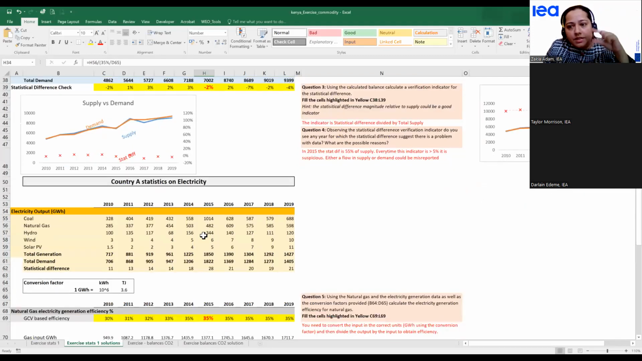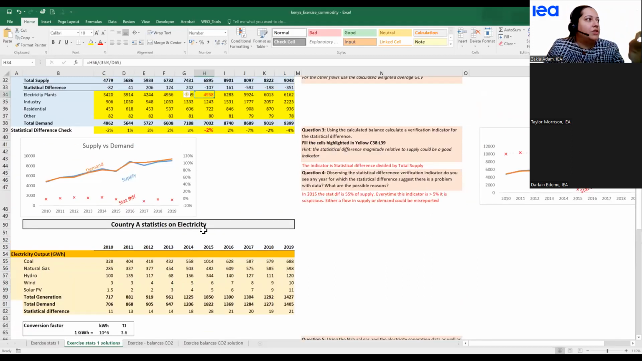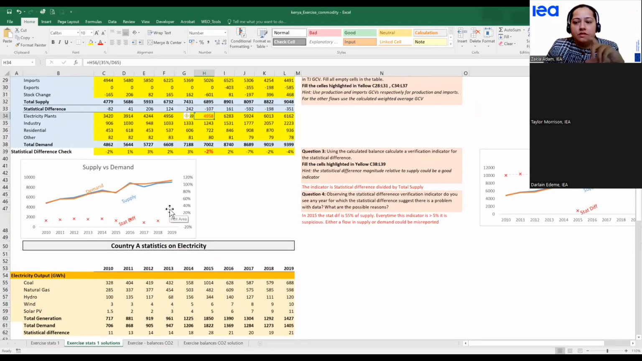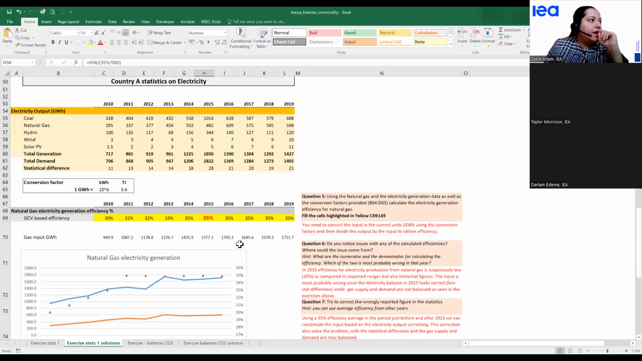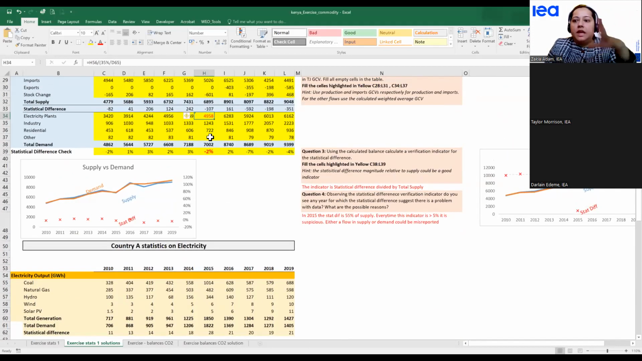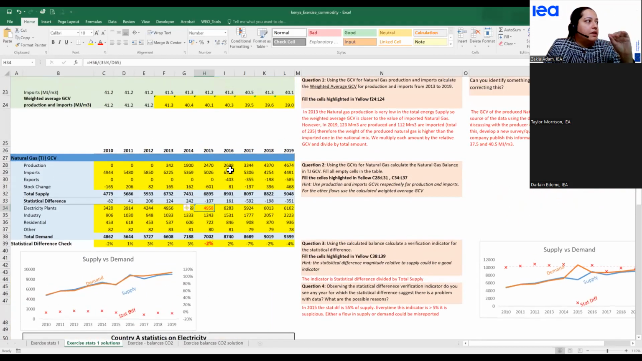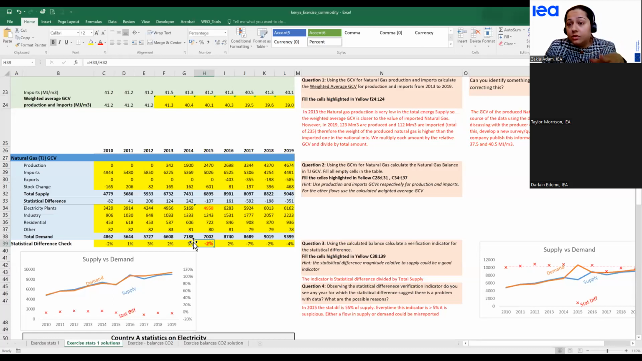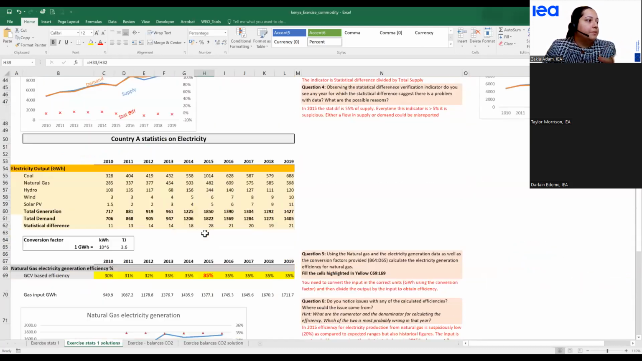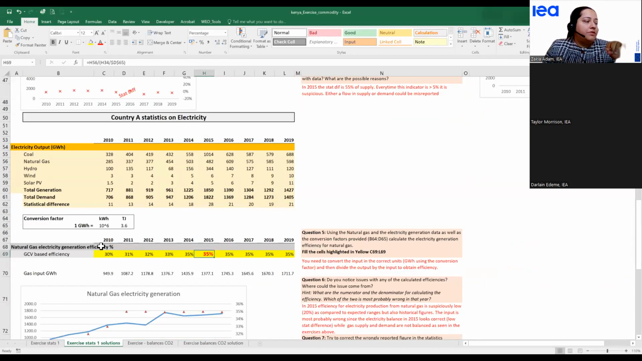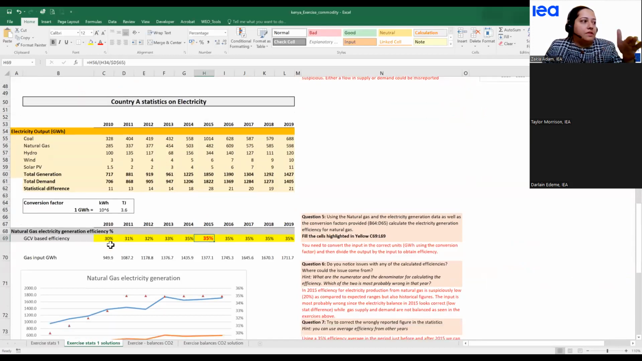But my output was in gigawatt hours, and I want my input in terajoules, so I also need to convert. That's why I also use the conversion factor from terajoule to gigawatt hour. So that gives me a more reasonable figure: instead of 8,000 something, I now got 4,958 terajoules as input to my electricity plants. And if you look at your statistical difference check now, it goes back to a normal range, -2%. And your efficiency, we fixed it to 35%.